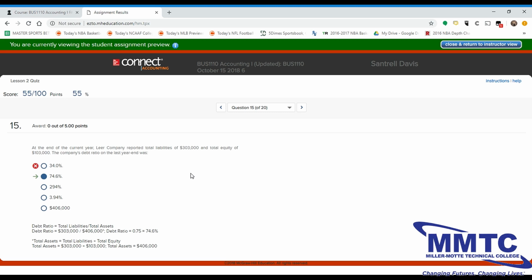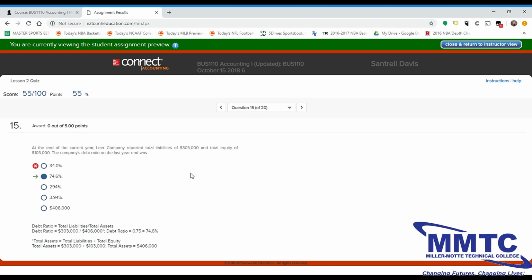You're going to add them. Remember the accounting equation? Assets is equal to liabilities plus equity. We're missing assets. They gave us liabilities and equity, so liabilities plus equity would be equal to assets. So what's that number? $406,000. Alright, so liabilities divided by assets.